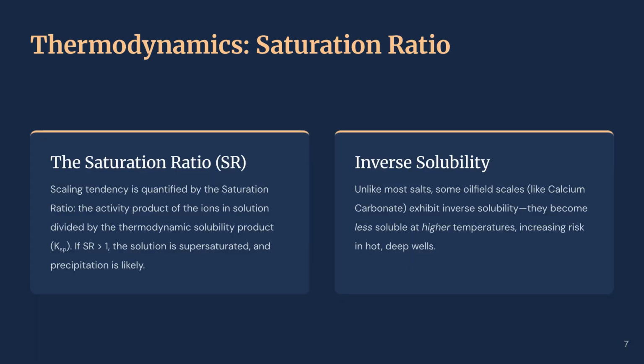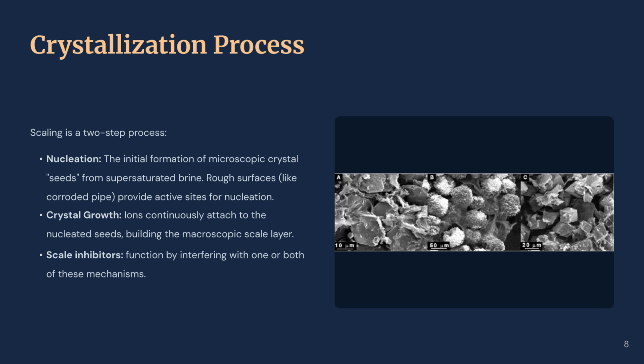When this ratio exceeds 1, the solution is supersaturated and precipitation is likely. We also must consider inverse solubility, where some minerals become less soluble at higher temperatures. Crystallization occurs in two main steps: nucleation, the initial formation of microscopic crystal seeds, followed by crystal growth. Inhibitor chemicals are designed to interfere with these specific stages.